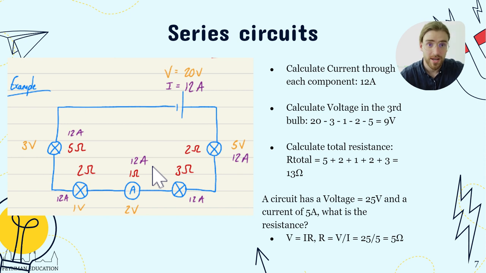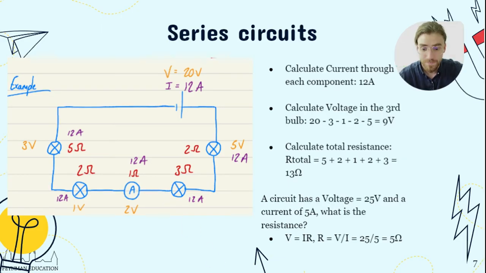And then you're just going to minus them. So it's going to be 20 minus 3 minus 1 minus 2 minus 5. And that is going to be our total voltage, 9 at the end. Then calculating the total resistance, we're just going to add up the resistances of each resistor, because it's all in series.